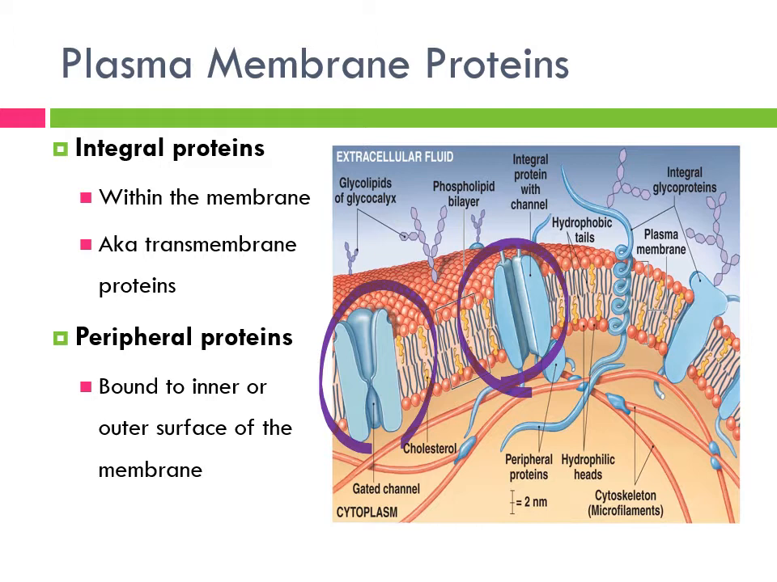Peripheral proteins are bound to the outside of or the inside of the surface of the membrane, and they can be peeled off without really damaging the membrane itself. I think of peripheral proteins like Post-it notes. If you have Post-it notes, you can peel one off and peel another off, but you're not injuring the actual stack of Post-it notes. So that's kind of how our peripheral proteins are. They don't really damage the membrane if they get removed.